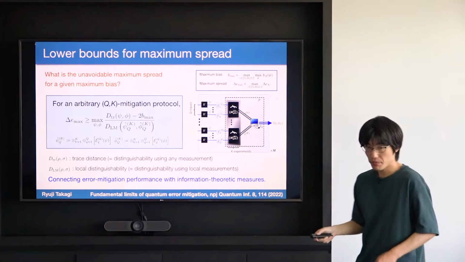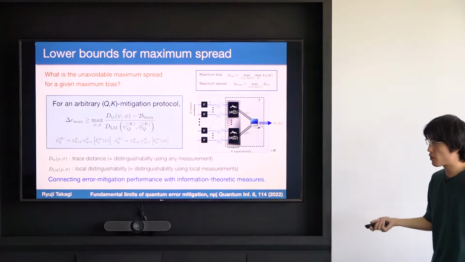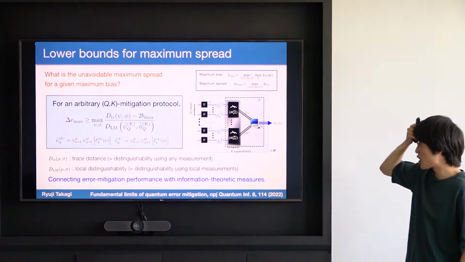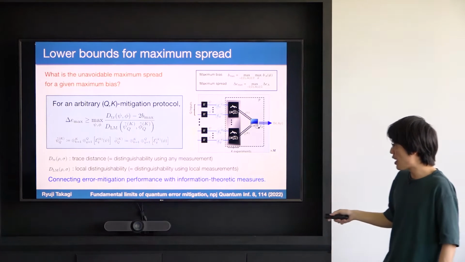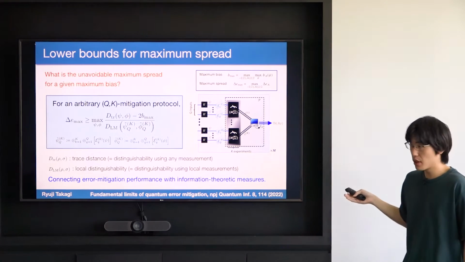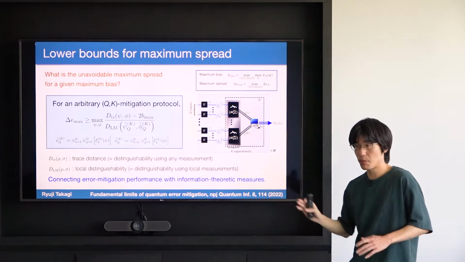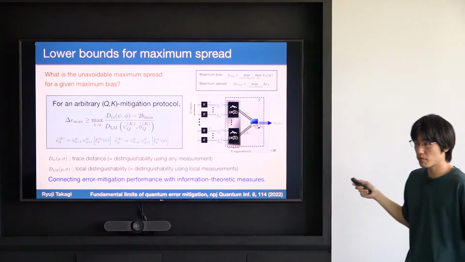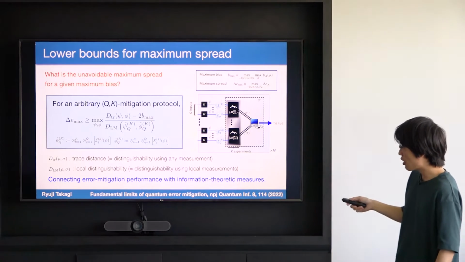So this is the main result of this first reference. Suppose that you're given an arbitrary QK error mitigation protocol in our definition. Then this maximum spread is always lower bounded by this right-hand side quantity. So this spread must always be larger than this quantity. Let me break it down a little bit.